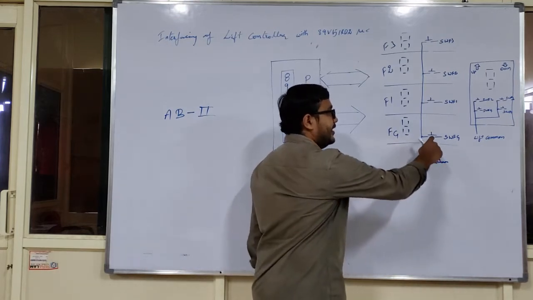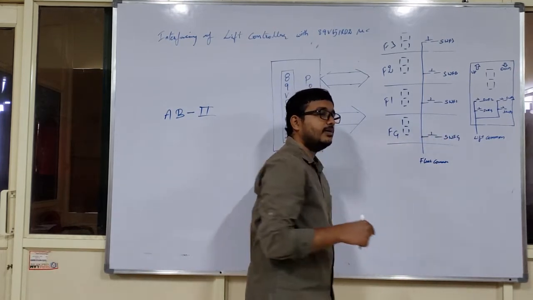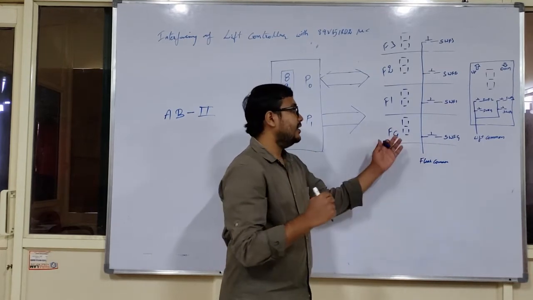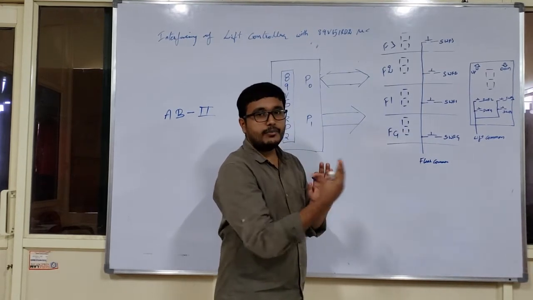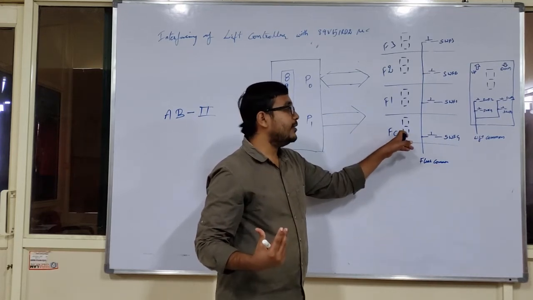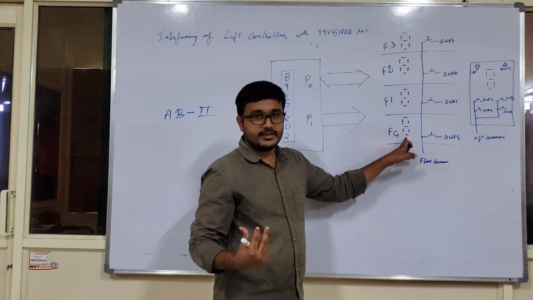Now consider this push button, which I press manually. That means it is an input. And correspondingly, the one that I am able to see here is an output, which is given with the help of the 7-segment display.